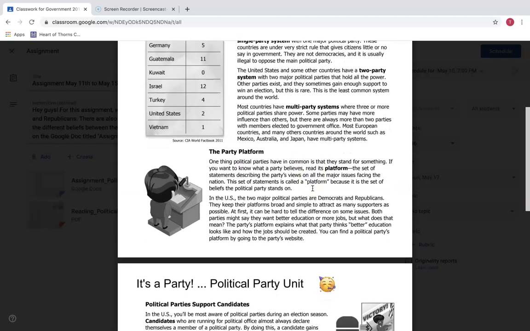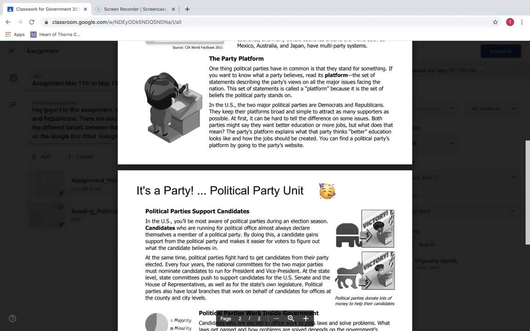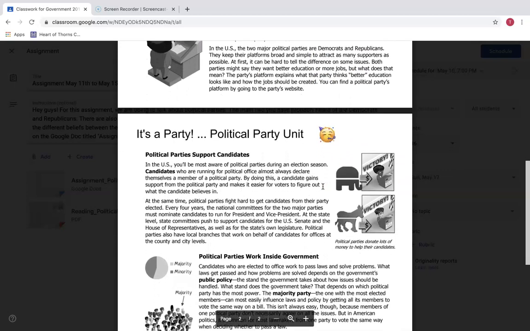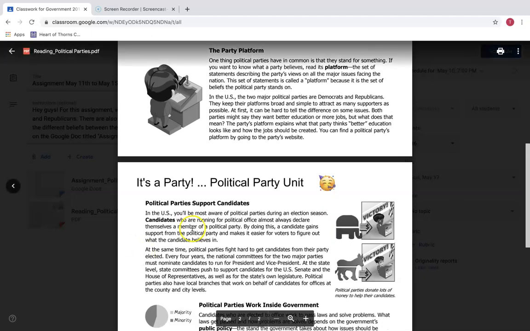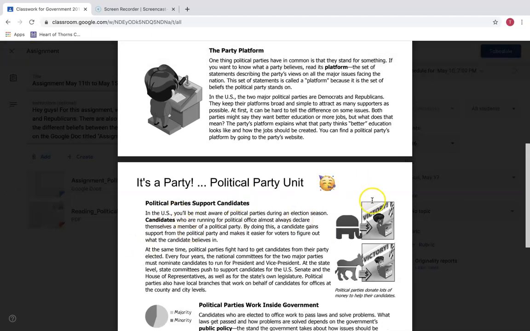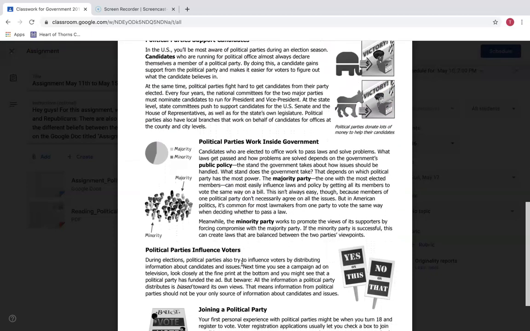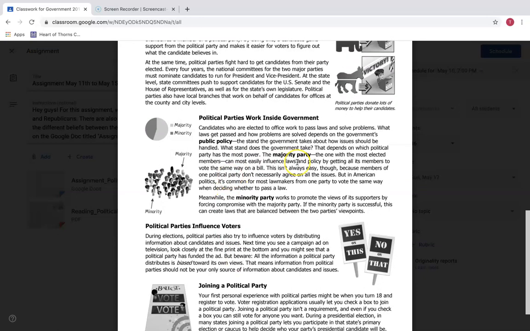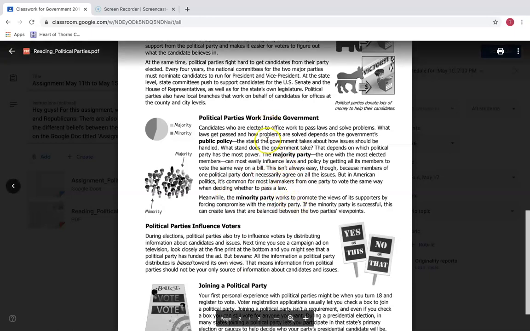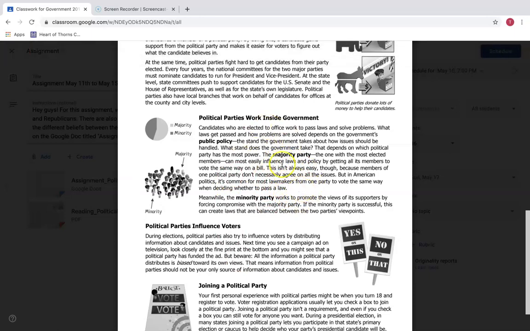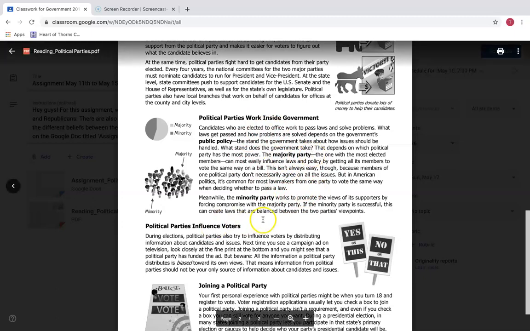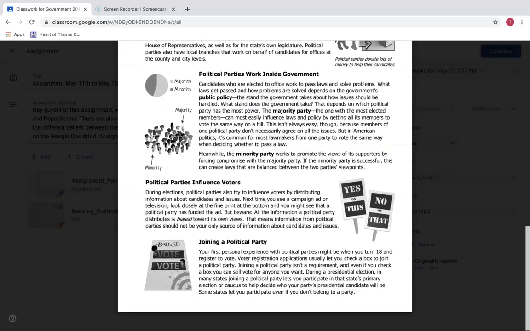What parties do is they run on a platform, and a platform is their views. That's what they believe and how they think things should be run. Their goal is to get candidates elected into office. So they want their chosen Republican, for example, to be voted in by you to run the country. They have things like public policy, a majority party, and a minority party. This is more with Congress. The majority party is the one with the most seats. The minority party is the one with the least amount of seats.